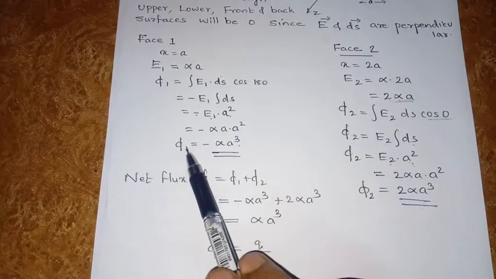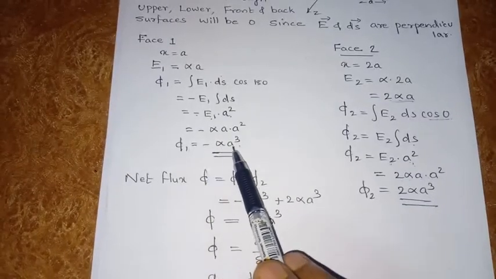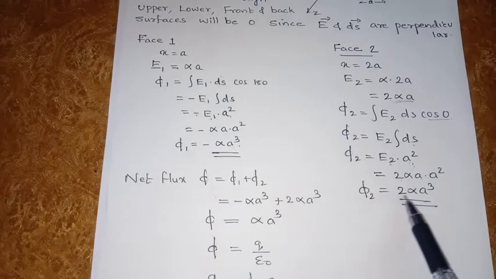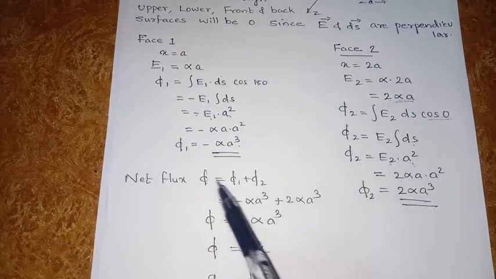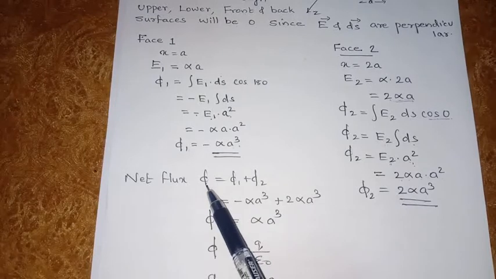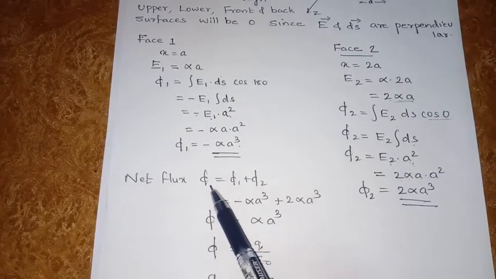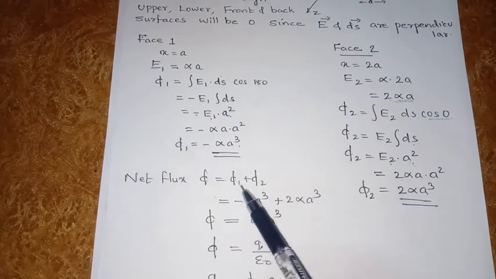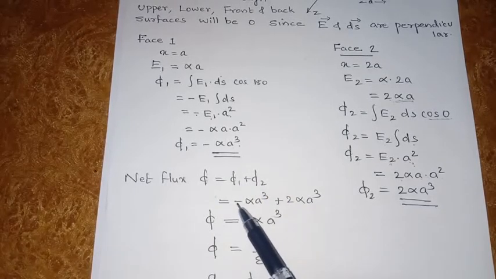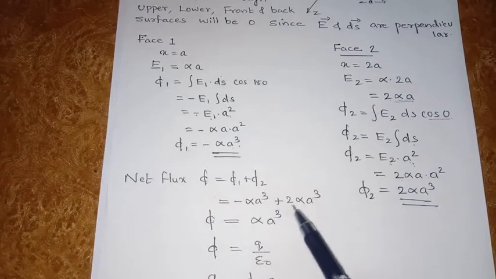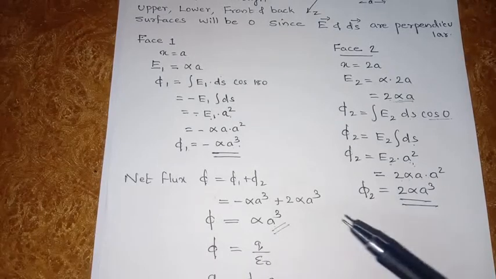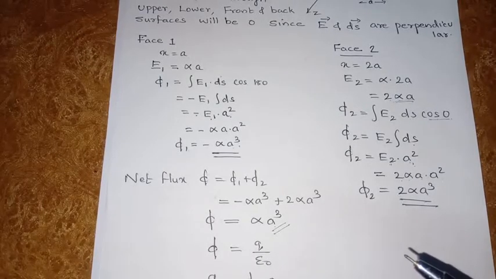The flux that passes through the leftmost surface is minus alpha A cube. The flux that passes through the rightmost surface is 2 alpha A cube. Therefore, the net flux that passes through the entire Gaussian closed surface is phi 1 plus phi 2. That will be minus alpha A cube plus 2 alpha A cube, that will be alpha A cube. The net flux is there.